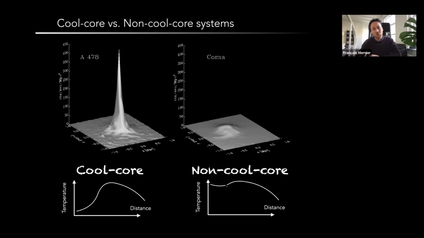And the difference between the two is mainly attributed to the dynamical states of your cluster. So in the case of cool core clusters, the cluster has had time to cool. So basically it's dynamically relaxed, while in the case of Coma, for example, it has encountered more recent merging events, etc.